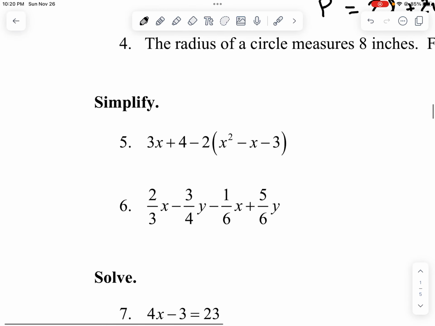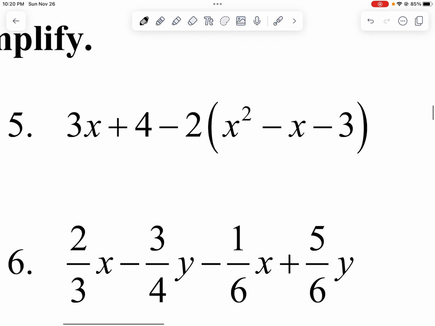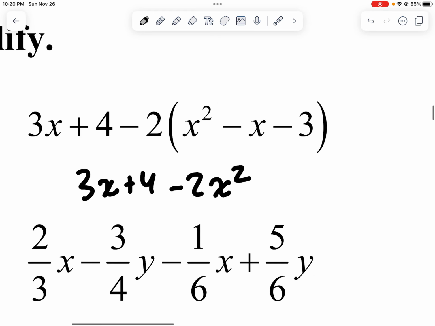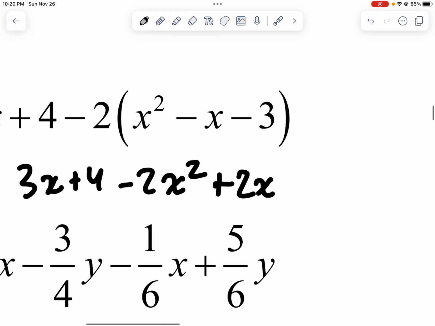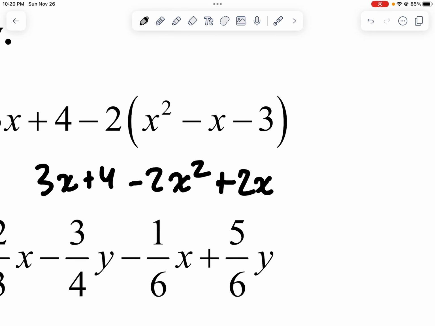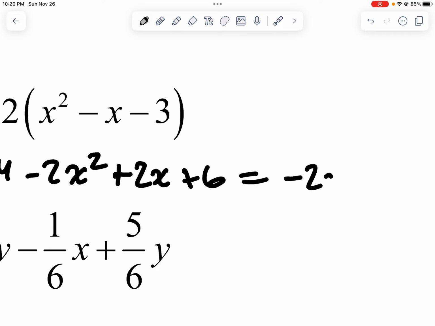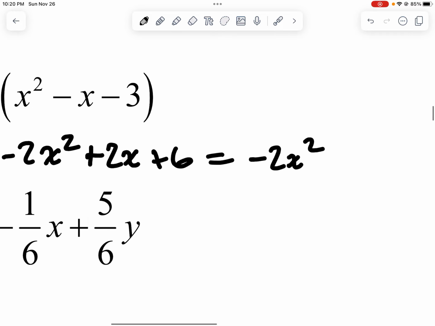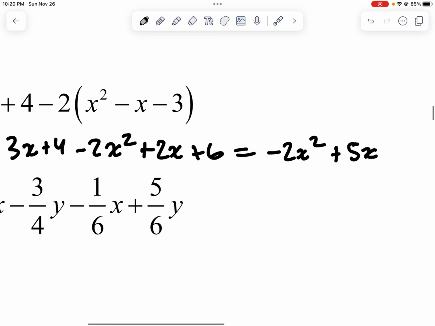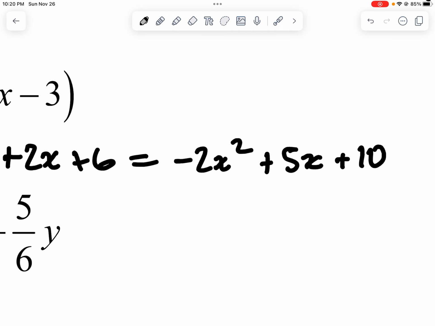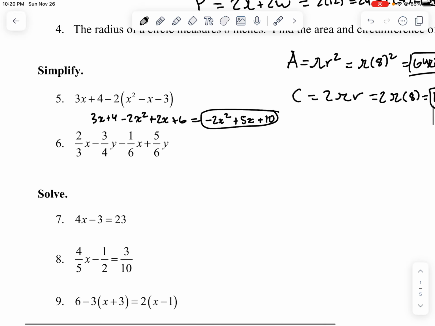All right, now it's asking us to simplify the given expression here. The main thing we have to realize is we have to distribute these. So 3x plus 4 minus 2 into x squared, minus 2x squared, plus 2x because minus 2 into negative x. And then minus 2 into negative 3 is plus 6, okay? And then we just combine like terms: negative 2x squared, 2x plus 3x is 5x, 6 plus 4 is 10, okay? That's our answer. Done. All right, let's keep on going.